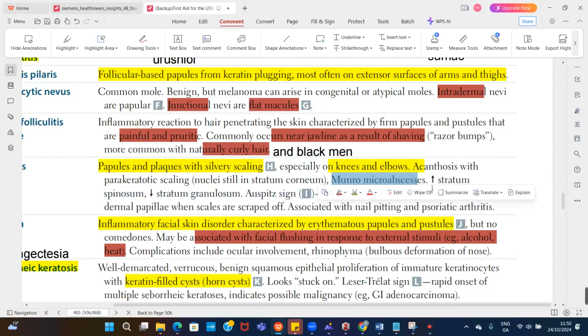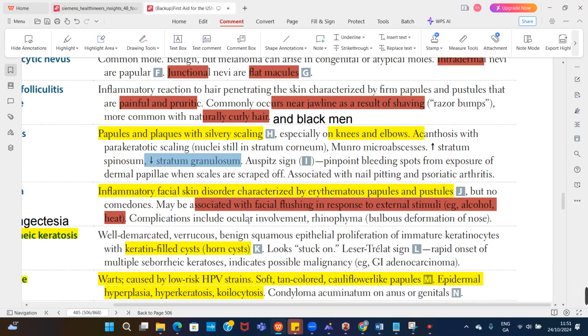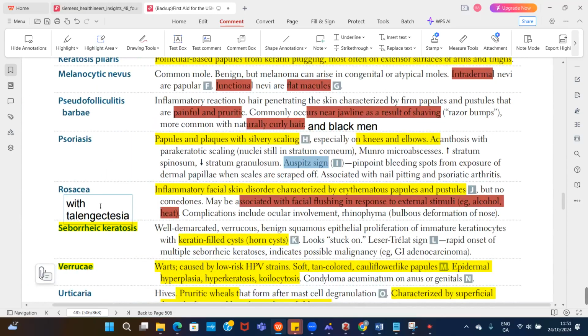We can see the acanthosis we have mentioned. We can see the parakeratotic scaling. We can see the Munro micro abscess. We can see some of the histologic changes, which is increase in the stratum spinosum, which is in keeping with the acanthosis. We can see a drop in the stratum granulosum, which is the reverse of which condition? Anybody? Lichen planus. Yeah. And the Auspitz sign, which is what? The pinpoint bleeding point from exposure of the dermal papillae when you scrape off the scales.